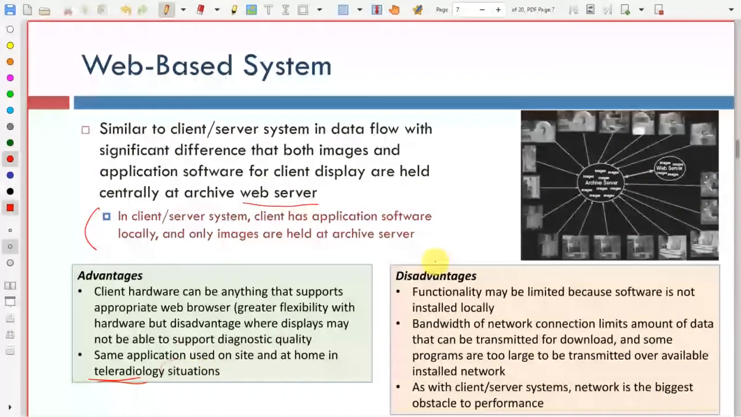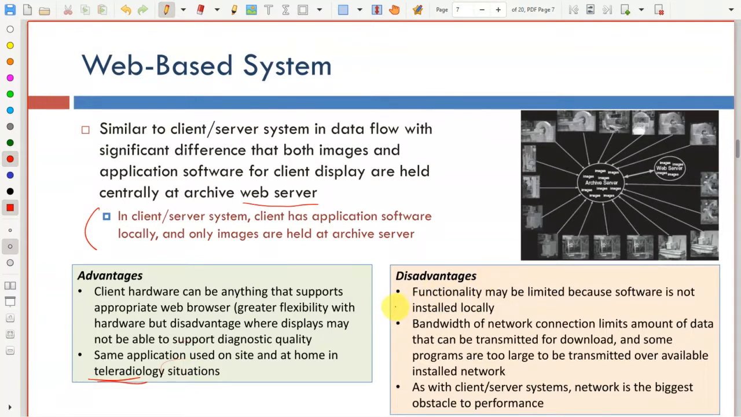If you do that using a web-based system, the same application is used on site and at home. So if the doctor is on vacation, for example, he can access the system from wherever he is. If he's needed in an urgent situation, he can access the web server from any computer. It doesn't have to be a strong or powerful computer, and he can see the same interface that he sees in the reading room.